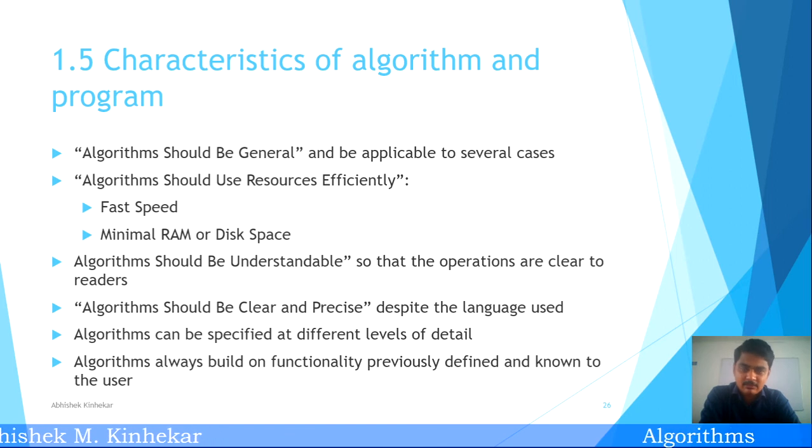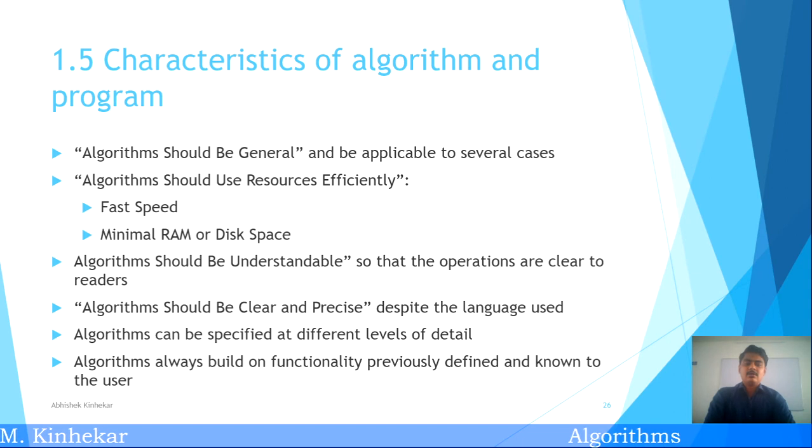For float, that algorithm should work. For double, that algorithm should work. For size 100 array, it should work. For size 1000 array, it should work. So that simply means your algorithm should not be data specific, it should be process oriented or process specific. That is what I mean by algorithm should be general. Correct? The second point says the algorithm should use resources efficiently.